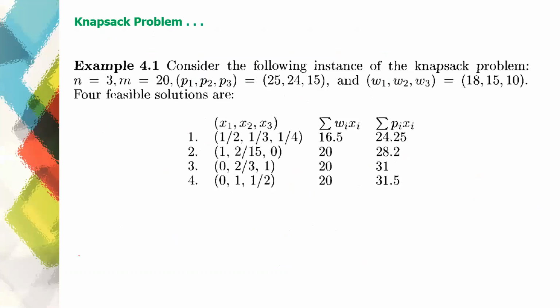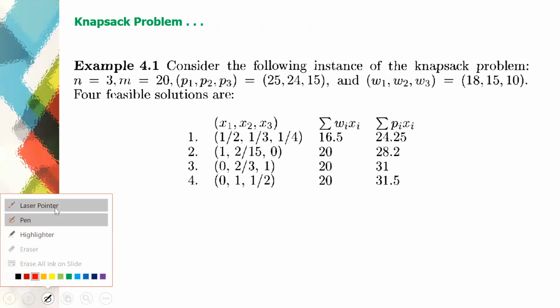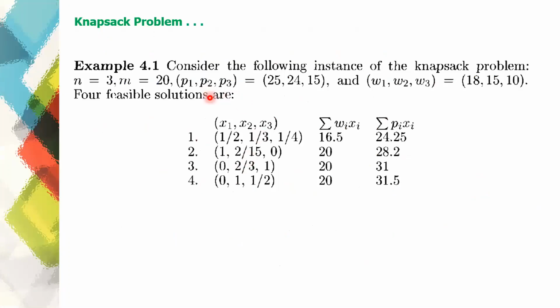So given any knapsack problem, there may be many solution vectors. So this is the given problem here. There are 3 objects. The bag capacity is 20. The profits are 25, 24, 15. The weights are 18, 15, and 10. I have found out some solution vectors. You can see there are 4 solution vectors that were possible. This is the weight. The maximum weight is 20. And these are the profits.